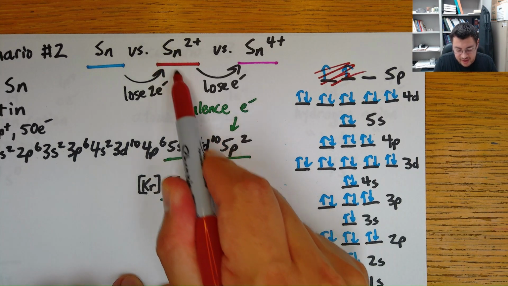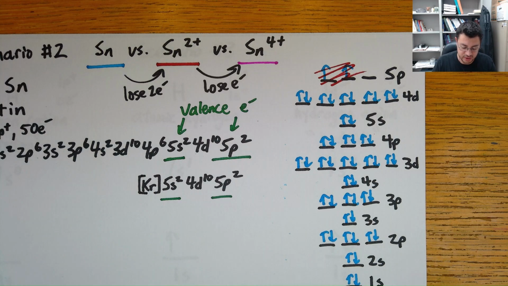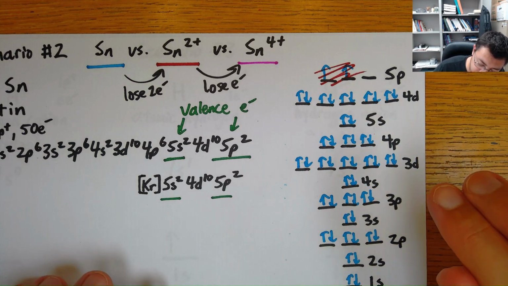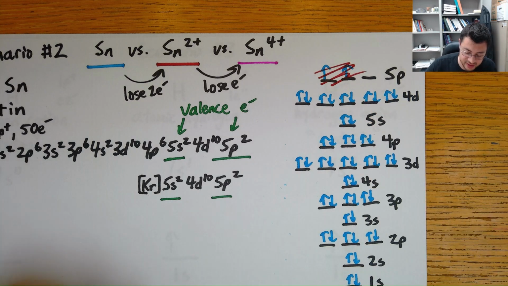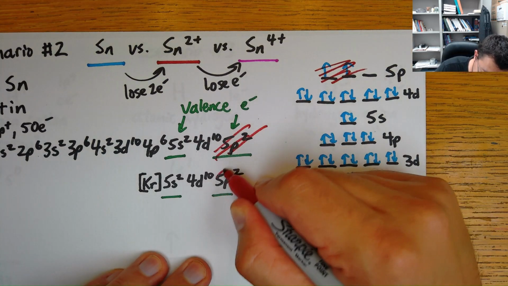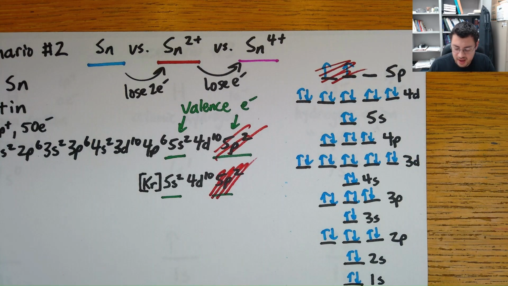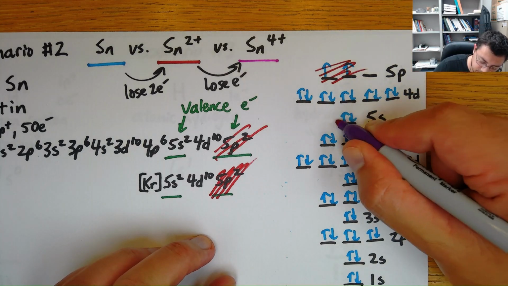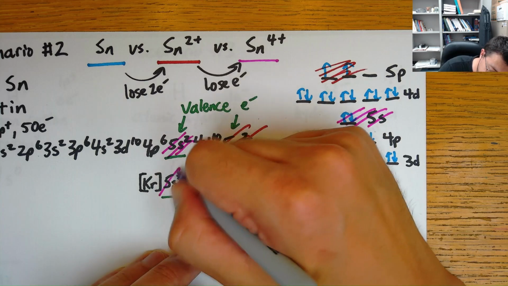How about going to a 4+? Which 2 electrons are you going to lose? Think on that. Okay, so let me reveal the answer. It's going to be the 5s electrons. So I should finish the 2+. In the 2+ example, we lost these two. And then if we were going to lose another 2 electrons, it would be those.